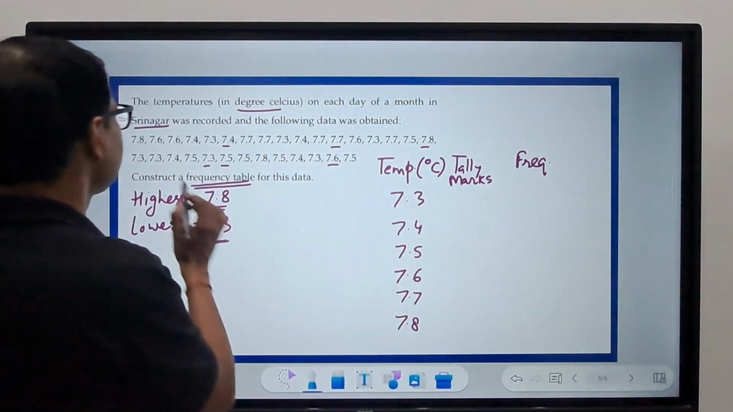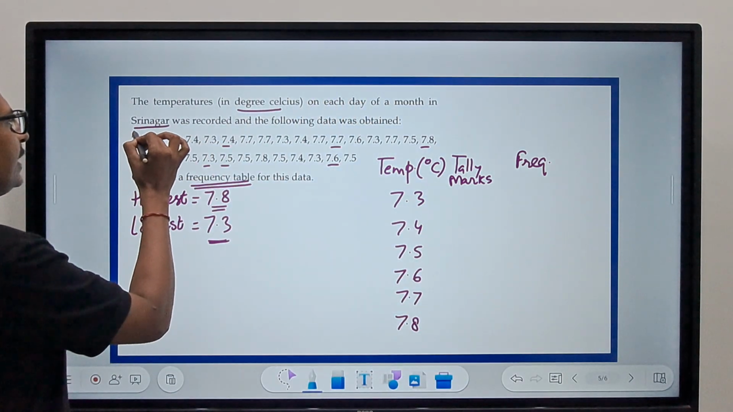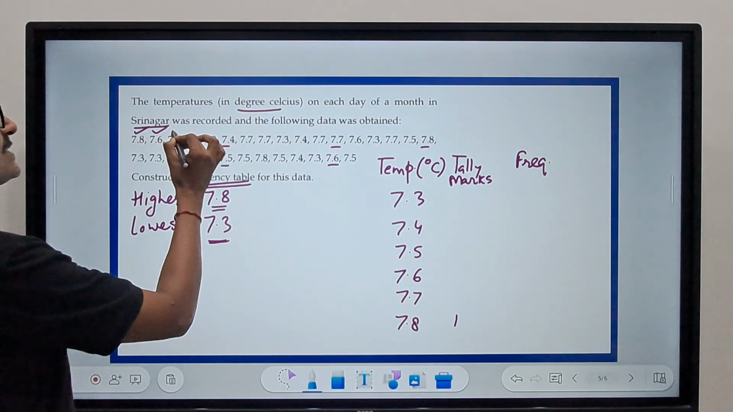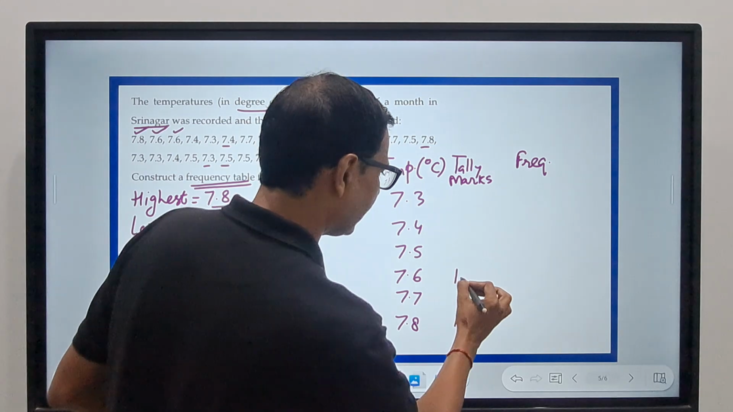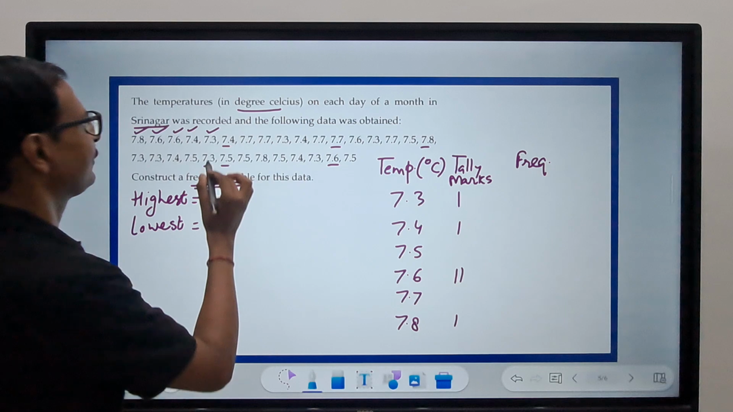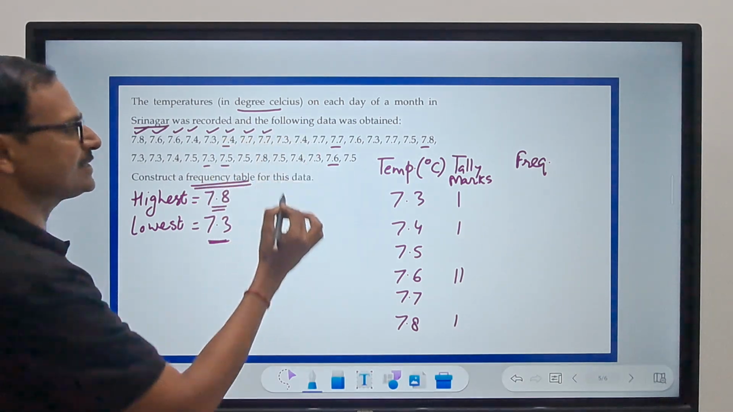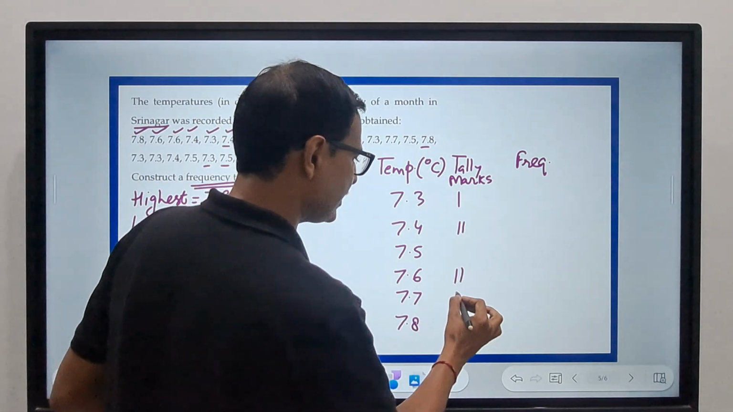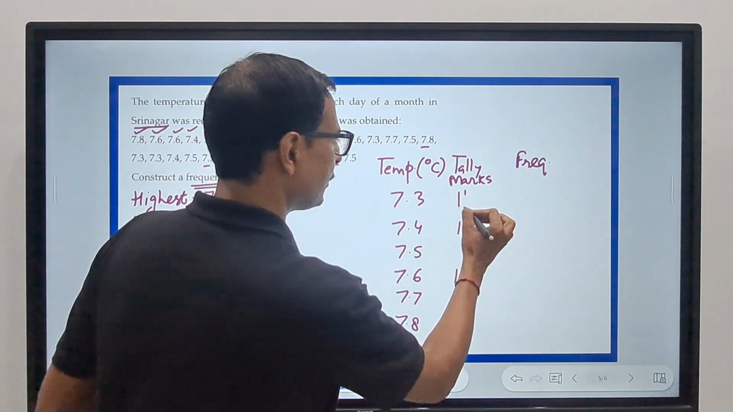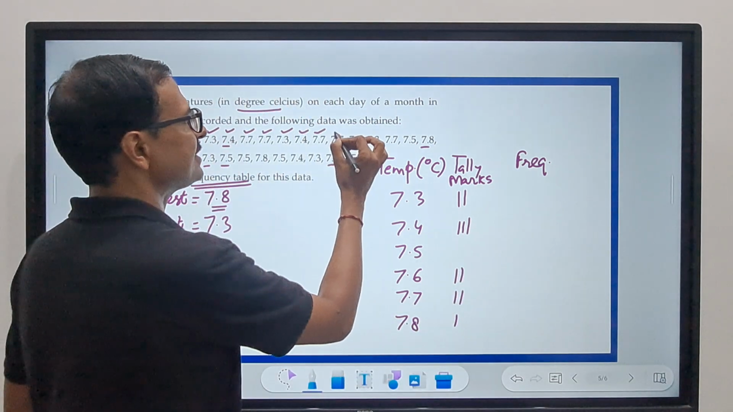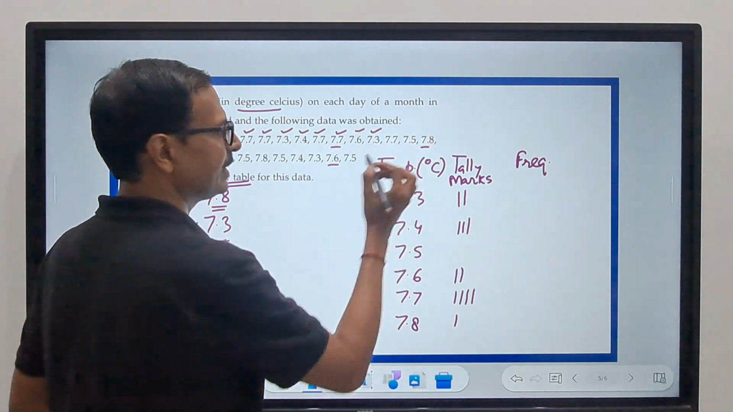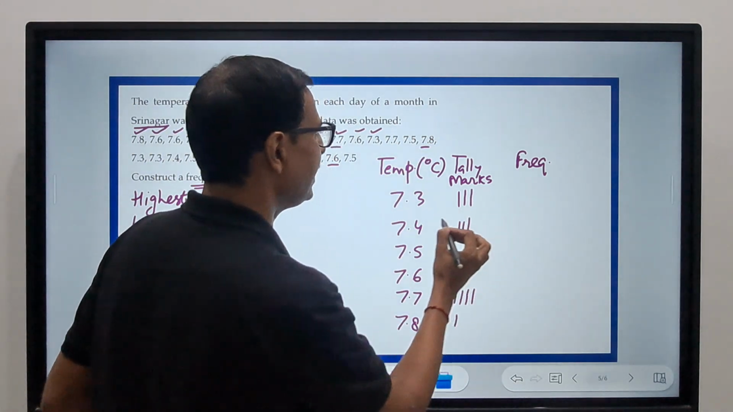I'll tell you how. See, the first one is 7.8. So corresponding to 7.8, I will mark 1. 7.6, 7.6 2 times. So I will write 1, 1. 7.4, 7.3. So 7.4, 7.3. 7.4, 7.7, 7.7. Keep on marking ones. 7.3, 7.4, 7.3, 7.4, 7.7, 7.7, 7.7, 7.7, 7.6, 7.3, and now I have a 7 here.